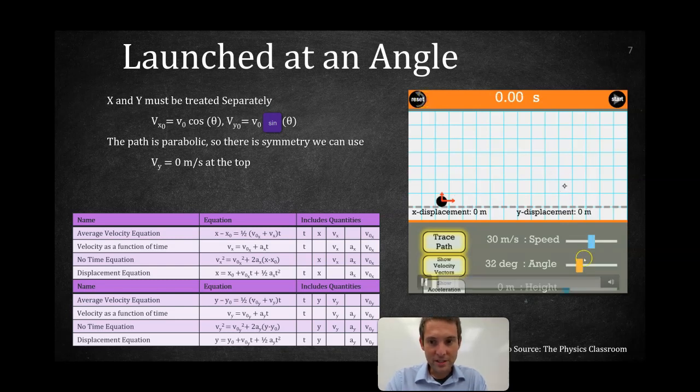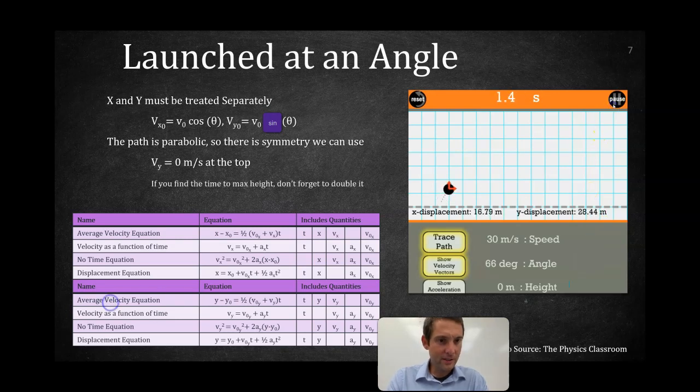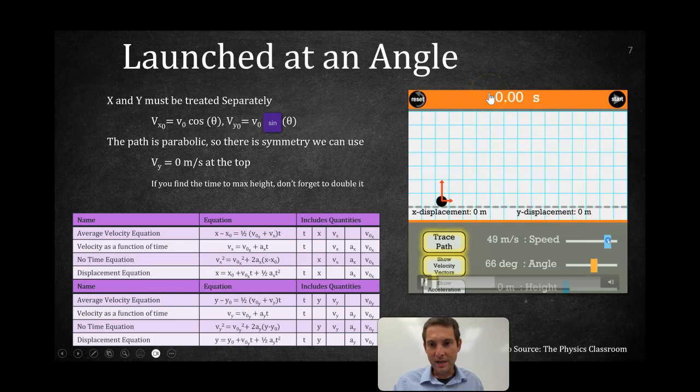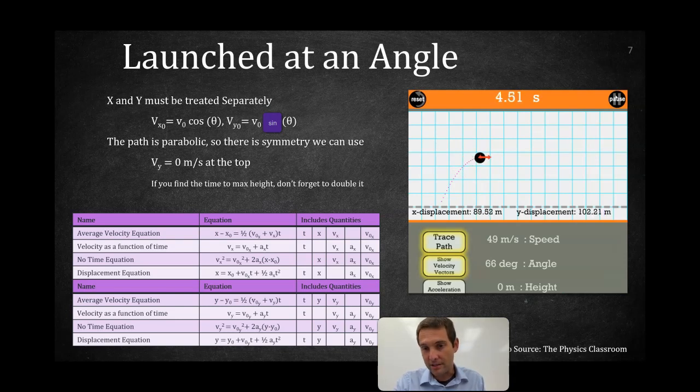Take a look at the vectors as we change our launch angles and speeds in the video. And remember that if you find the time to the maximum height, look at the time in the top of this video, that time to the maximum height is only half of the time, so don't forget to double it if we're looking for the entire time. Of course, we can use our kinematic equations in the x and y direction as long as we're keeping them completely separate.